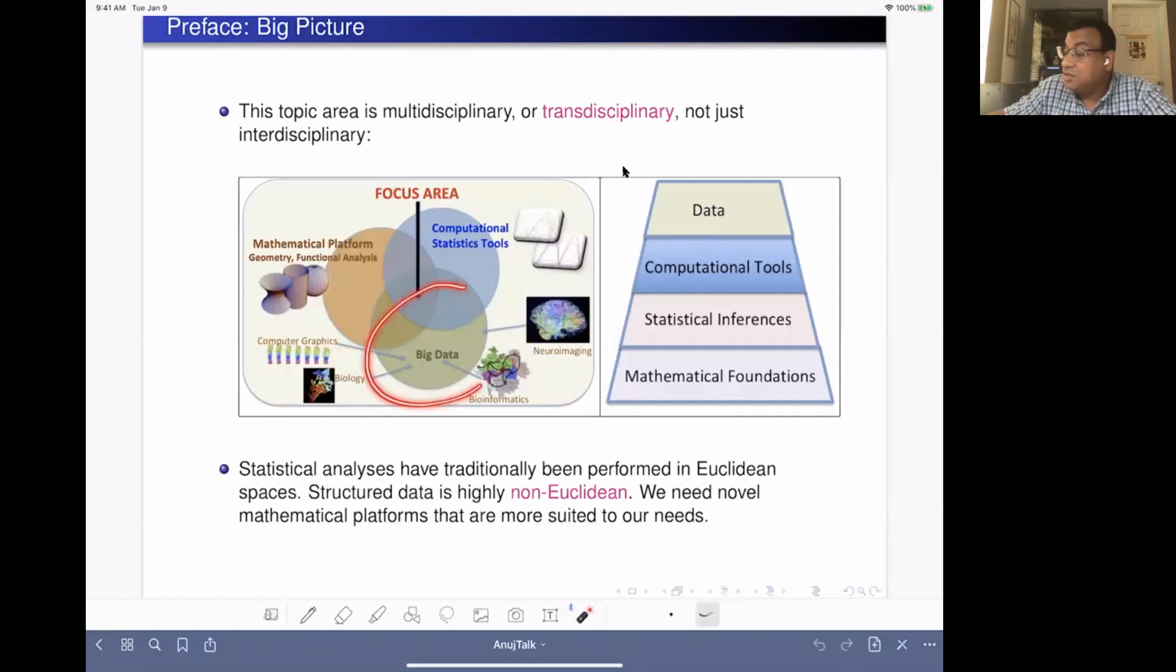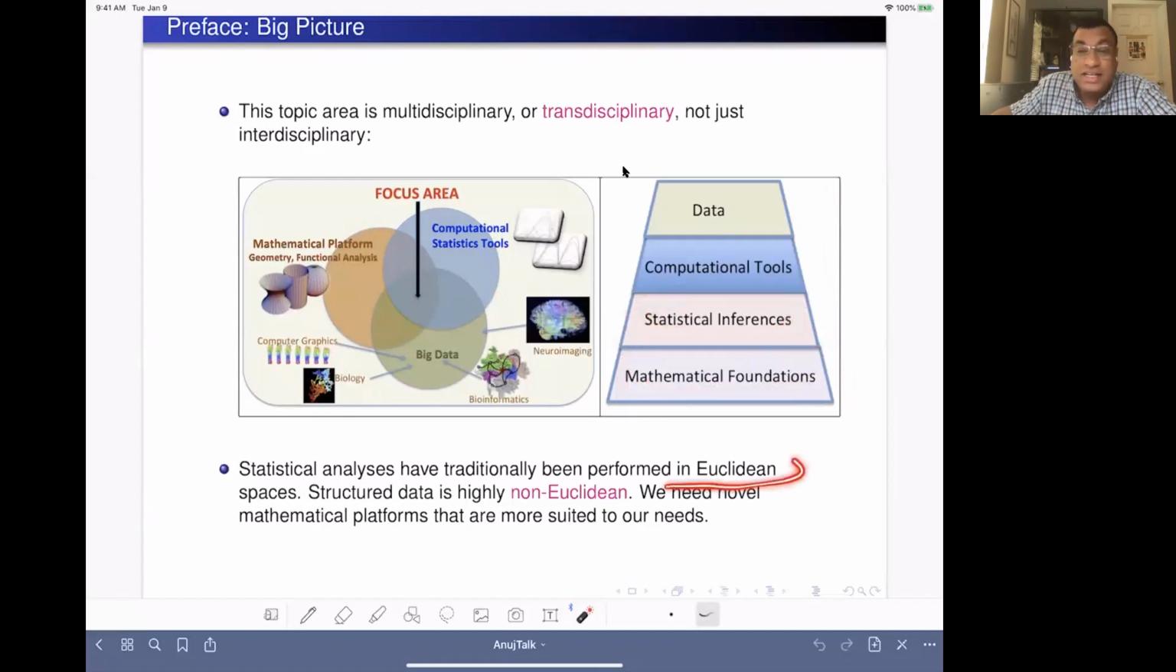So these are the sources of data, but where are the solutions coming from? The solutions, we have to look at the combination of geometry and computational statistics. So it's at the intersection of these two. Another way to look at this is this sort of layering of ideas. This is much more traditional. When we do statistics, statistics is built on top of certain mathematical platforms.